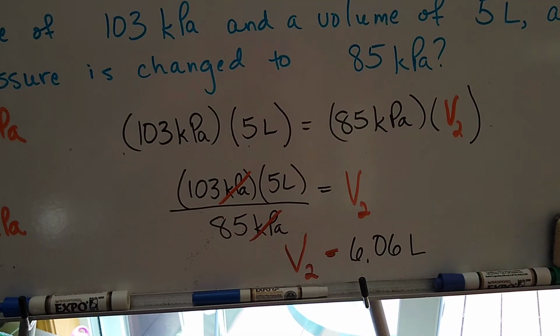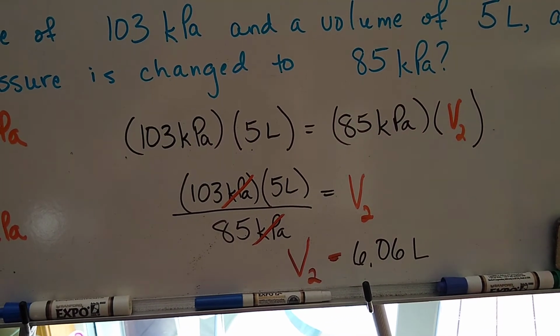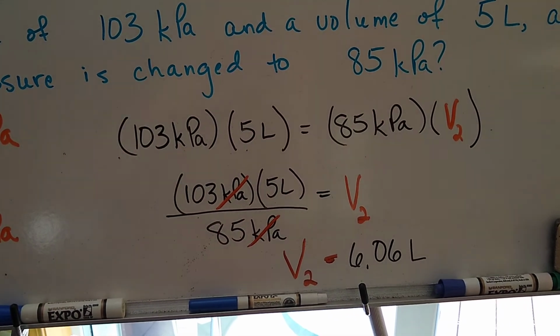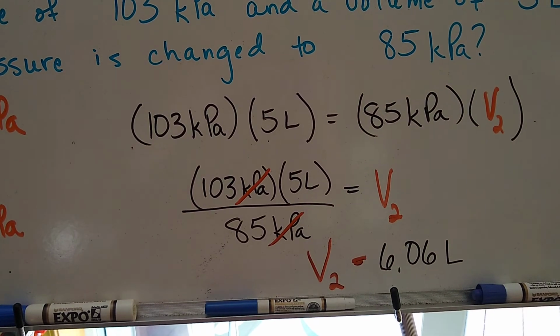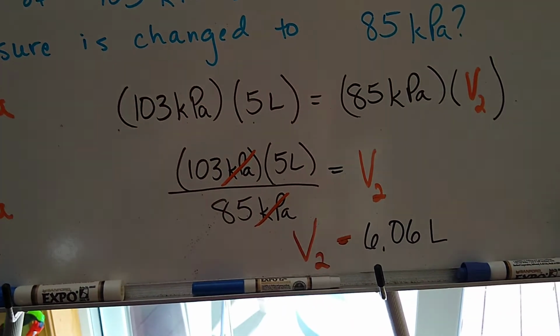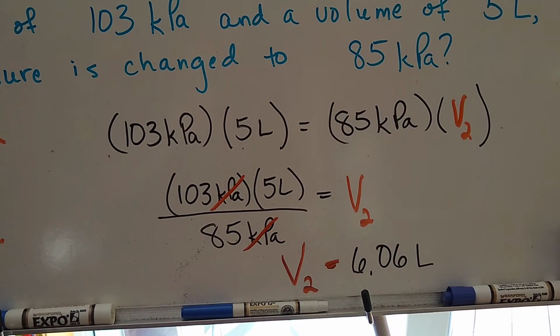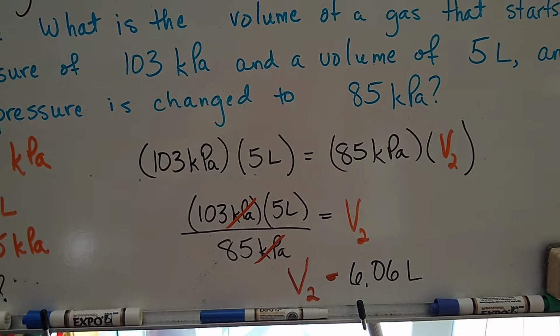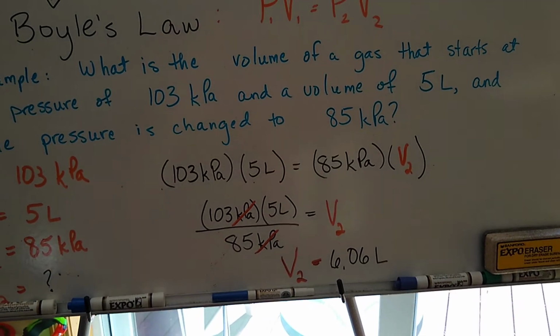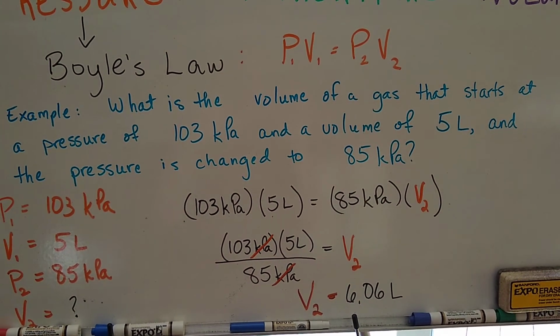Plug your values into the equation, leaving your unknown variable as a variable. Rearrange to solve for your unknown, and you get a volume of 6.06 liters for your new volume. And as you can see, the volume went up when the pressure went down.